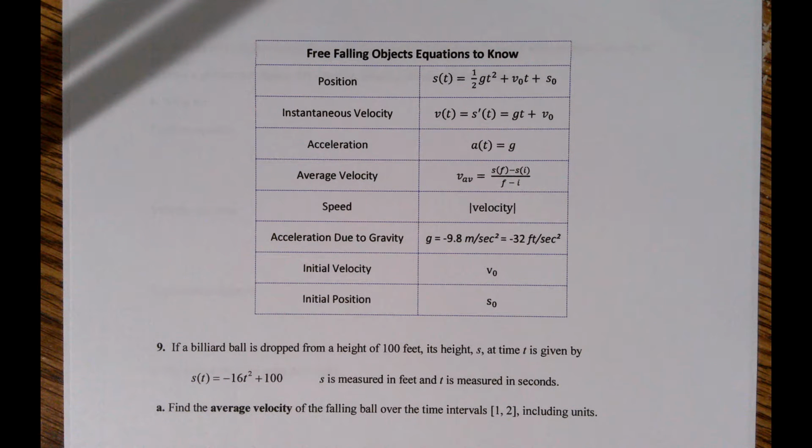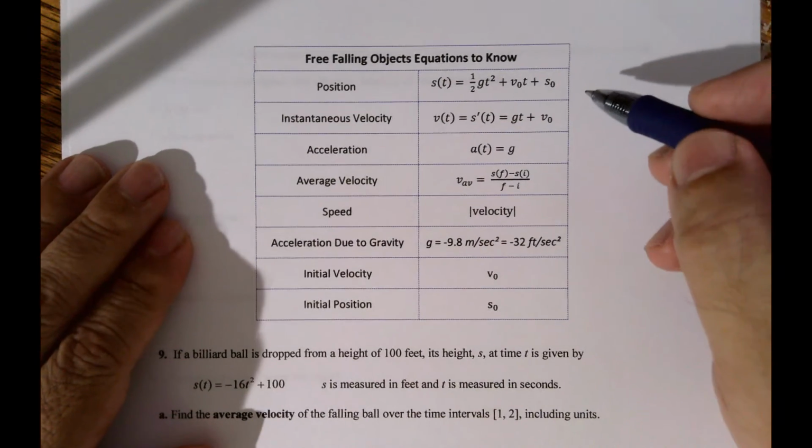This is the IB book, or the Incredibles book. I'm starting on page 91. This is on free-falling objects and equations you are expected to recognize or know. All right. So the first one is position.